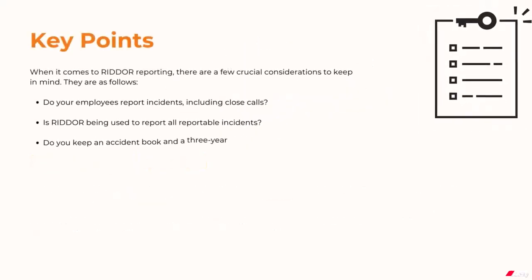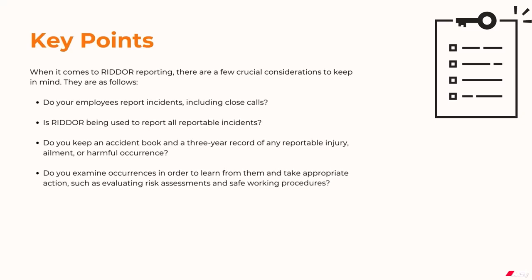Key points. When it comes to RIDDOR reporting, there are a few crucial considerations to keep in mind. They are as follows. Do your employees report incidents, including close calls? Is RIDDOR being used to report all reportable incidents? Do you keep an accident book and a 3-year record of any reportable injury, ailment, or harmful occurrence? Do you examine occurrences in order to learn from them and take appropriate action, such as evaluating risk assessments and safe working procedures?